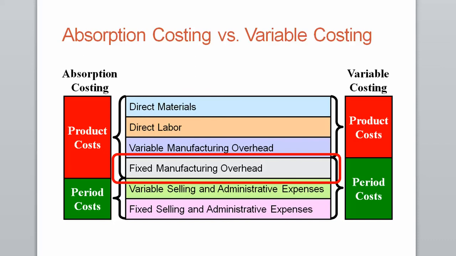Under absorption costing, which again is required by GAAP, fixed manufacturing overhead is treated as a product cost, whereas under variable costing, fixed manufacturing overhead flows directly to the income statement as a period cost. Let's go ahead and take a look at an example.